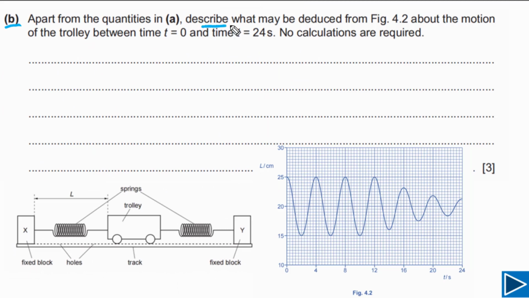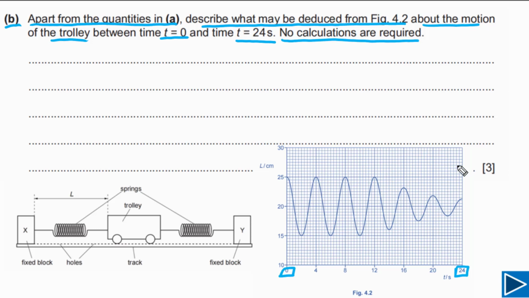For part B, we need to describe what may be deduced from figure 4.2 about the motion of the trolley between time t equal to 0 and t equal to 24 seconds. In this interval of time, we have to describe the motion of the trolley using this graph. It is also given that no calculations are required, and we don't need to include the quantities we have already discussed in part A. This question has 3 marks, which means we have to write down at least 3 points to get 3 marks.